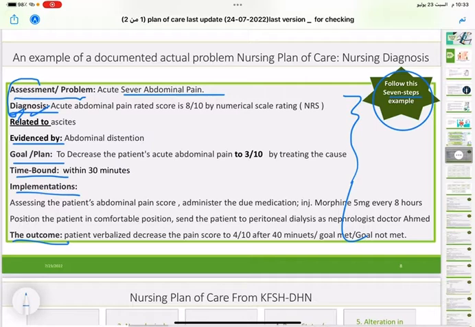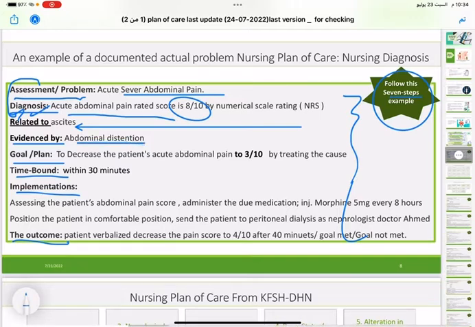But here you can see in the diagnosis, acute abdominal pain is the same. But here I wrote for you the score. It is 8 out of 10. And related to what? Related to ascites, okay? It is related to ascites. It's very important to know what the nursing diagnosis is related to. Directly you will write this part. Then evidenced by abdominal distension, okay?